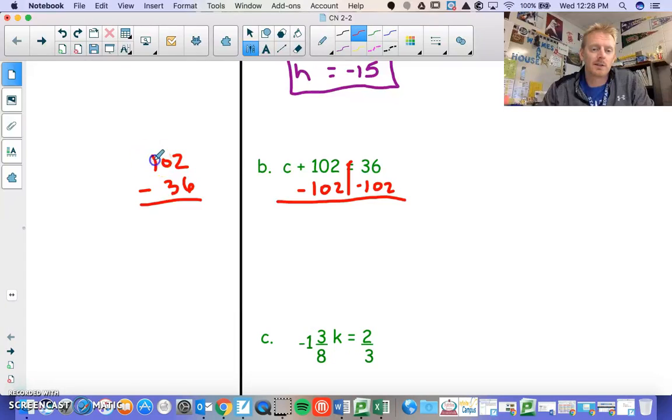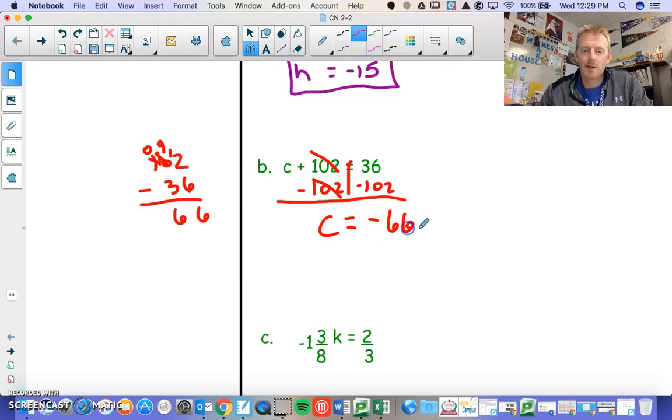So let's see, I'm going to borrow, that makes a 0, I'm going to borrow, that makes a 9. All right, so we're at a 6 and a 6. So we're at 66. There were more negatives than positives, so that means that c is equal to a negative 66. And that would make sense because 102 and a negative 66 makes us have 36.